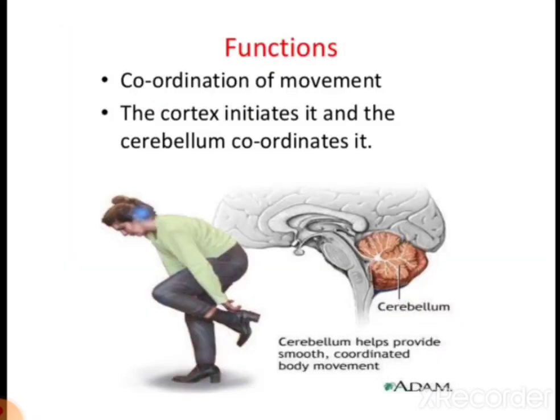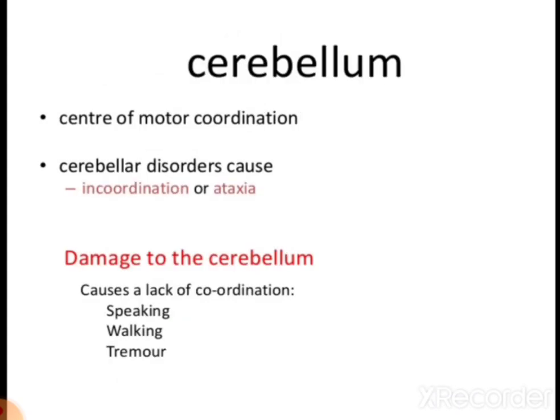The function is coordination of movement: the cortex initiates it, and the cerebellum coordinates it. The cerebellum is the center of motor coordination. Cerebellar disorders cause incoordination, which is known as ataxia. Damage to the cerebellum causes lack of coordination, like in speaking, walking, and tremor.